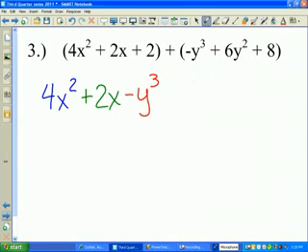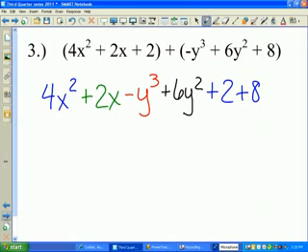So the next one up should be a negative y cubed. Are there any other y cubes up here? Nope. So the next one should be my y squared. So plus 6y squared. Any other y squares? No. So then now I can put my constant, my 2 plus 8.